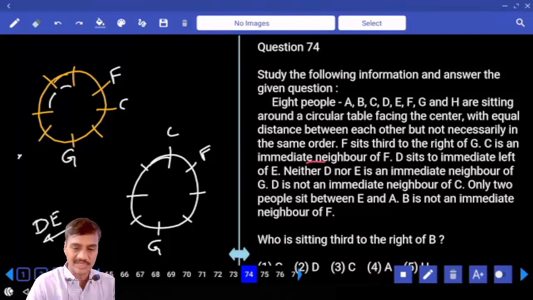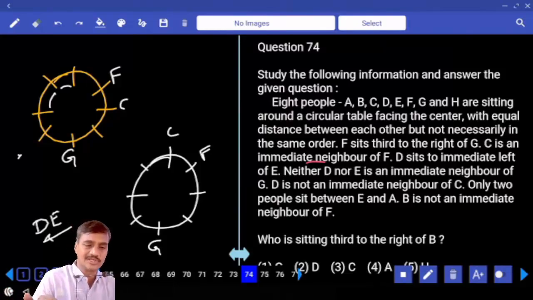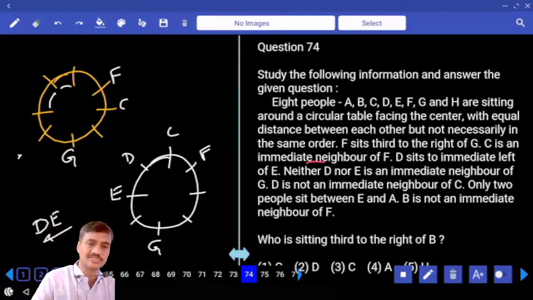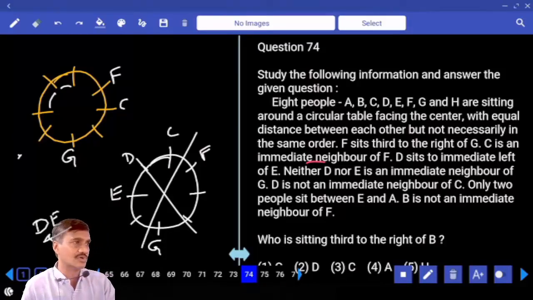And again coming back to this one, D is to the immediate left of E. Neither D nor E is an immediate neighbor of Z. Hence D and E were like this. And D is not an immediate neighbor of C. But in the second case, D and C are adjacent, that is ruled out. Hence we are left with only the first one.